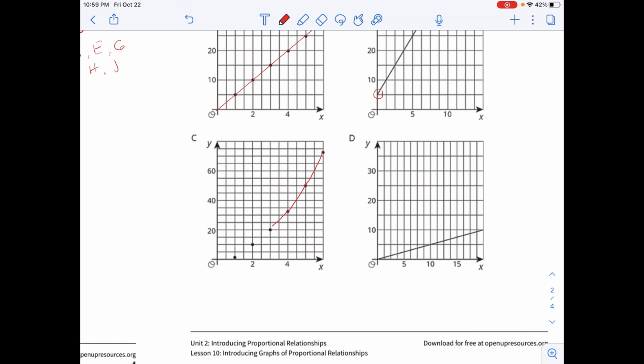C, if you connect these dots, you get a curve. So it's not a straight line, it can't be proportional. And it doesn't look like it passes through the origin either. All right, and then D, last one. So it is a straight line and it does pass through the origin, so D would also be a proportional relationship.